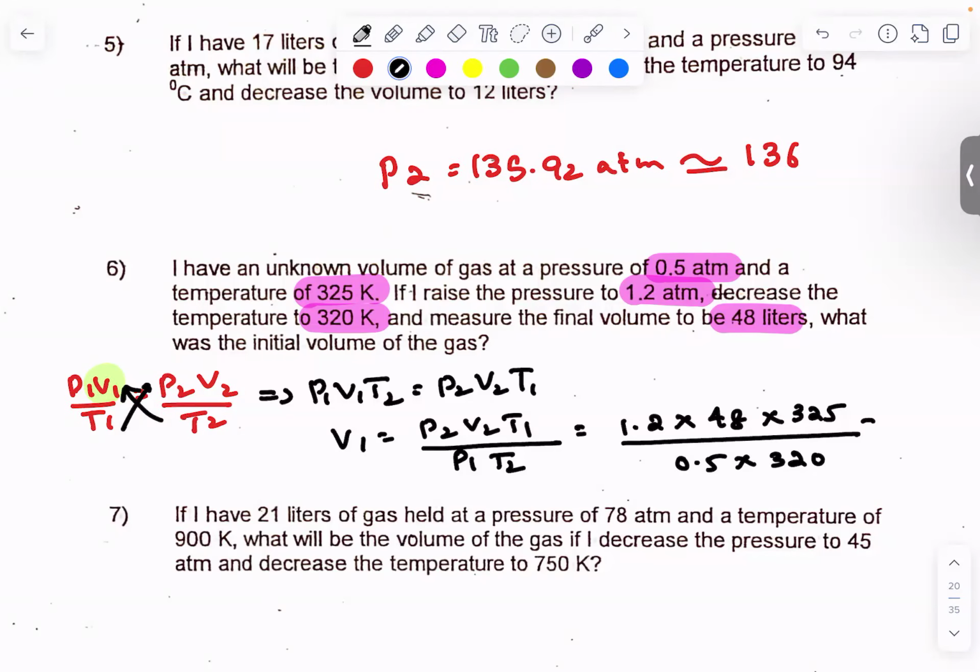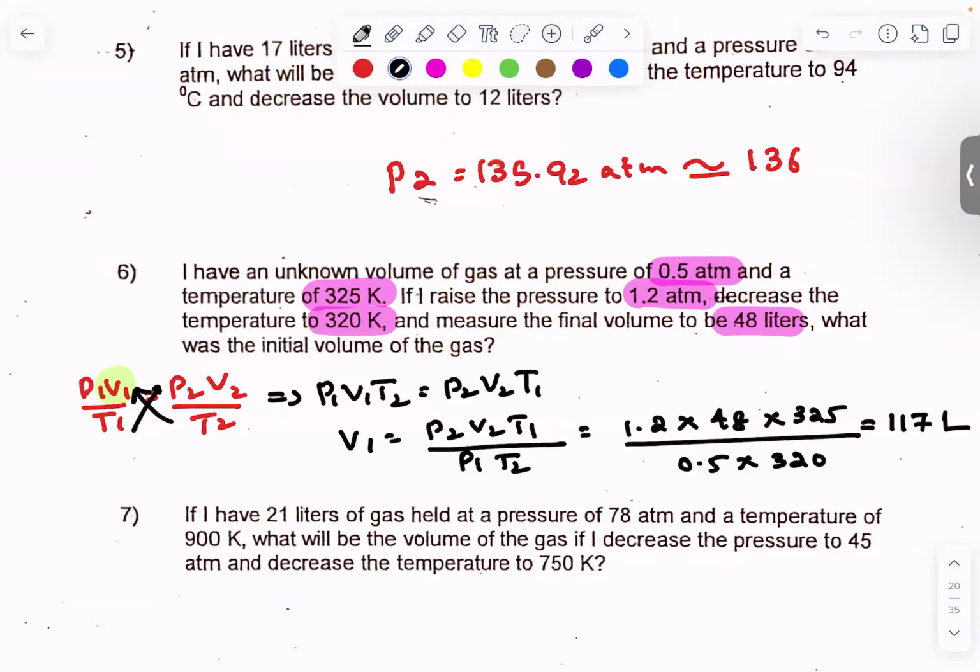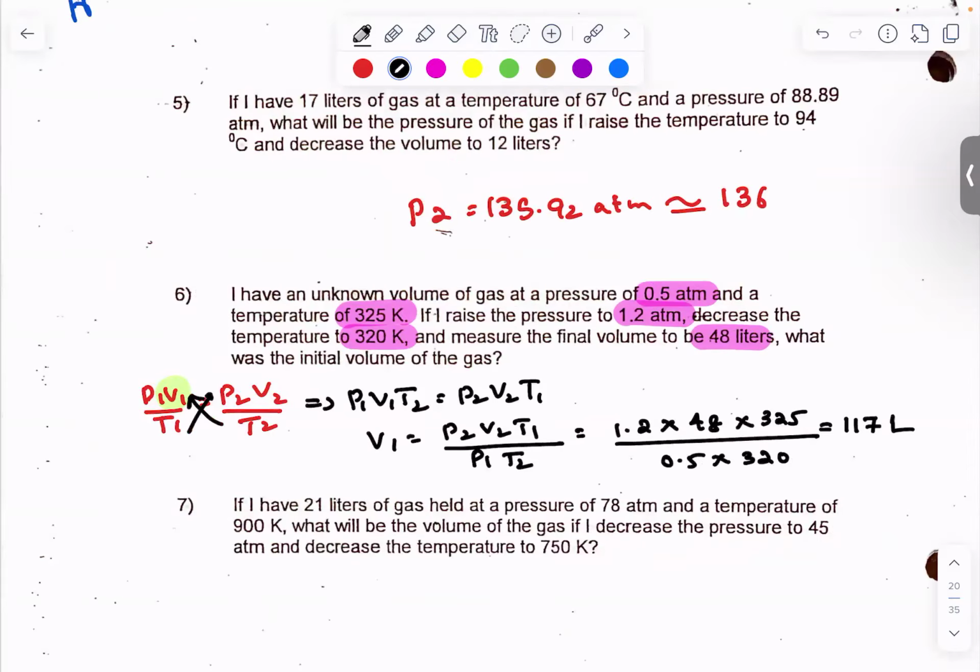Yes, I have double checked it. I'm just finishing up double checking. Okay, I think what I did wrong, I got 117 this time. I think what I did wrong is I typed in 48 as 40. Okay, that's why. So you are getting the same answer? Yes, I got 117 liters this time.